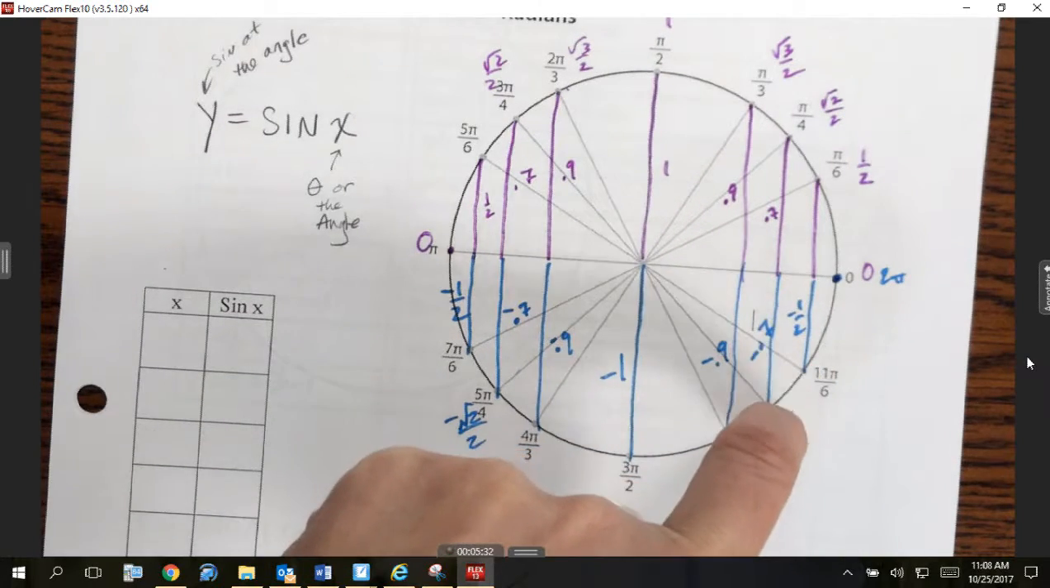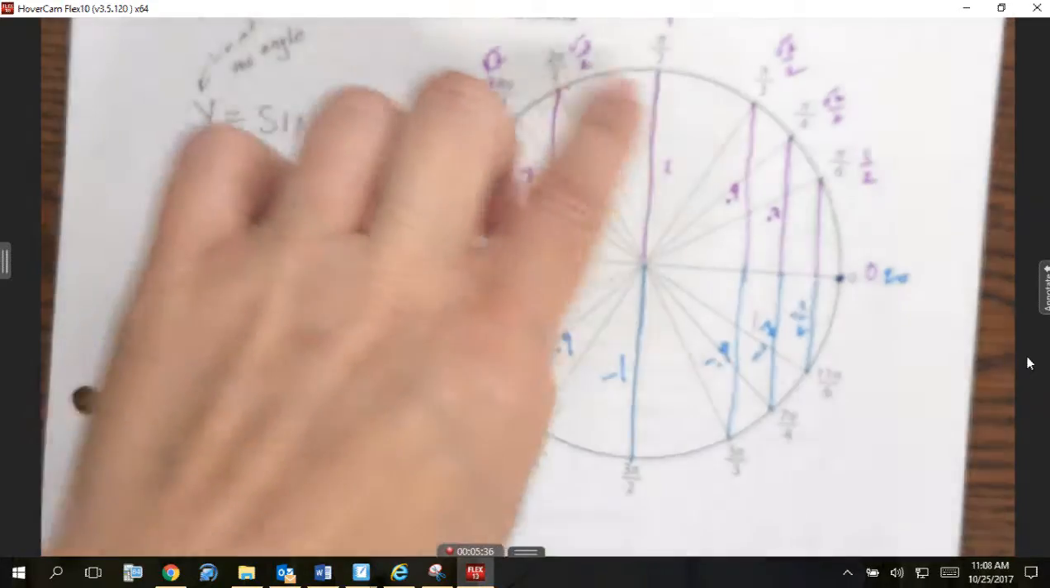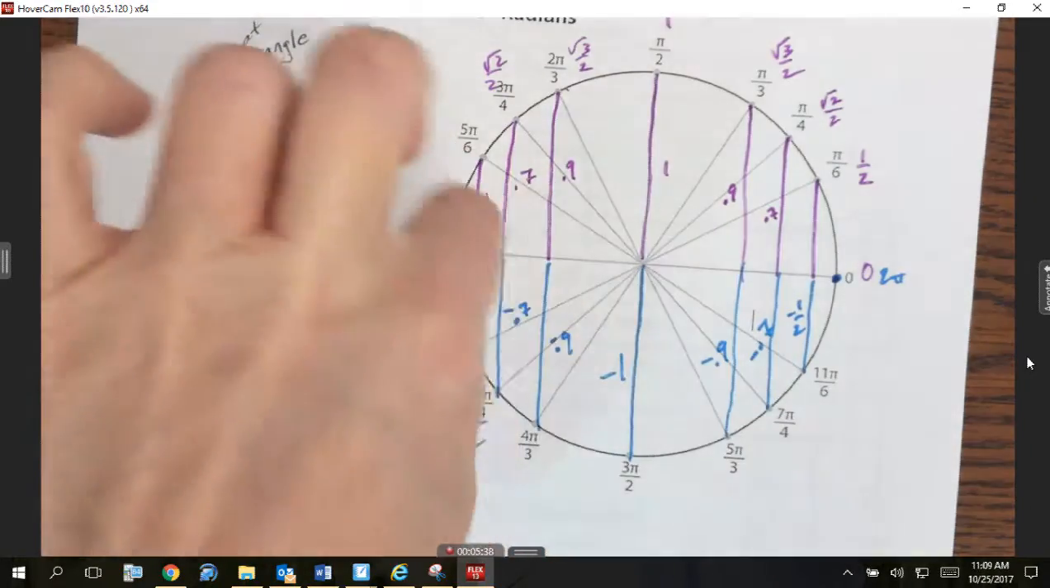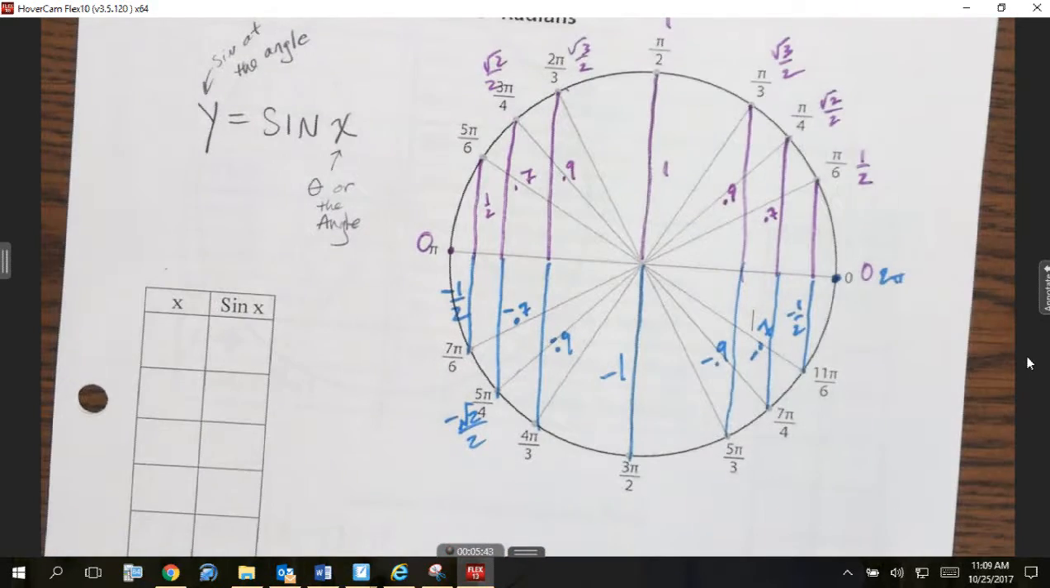Would there be a difference in the pattern if I went the other way? It would start with the negatives, right? But it's going to be all those same numbers, isn't it? So all the way around once, one cycle, is called a period.